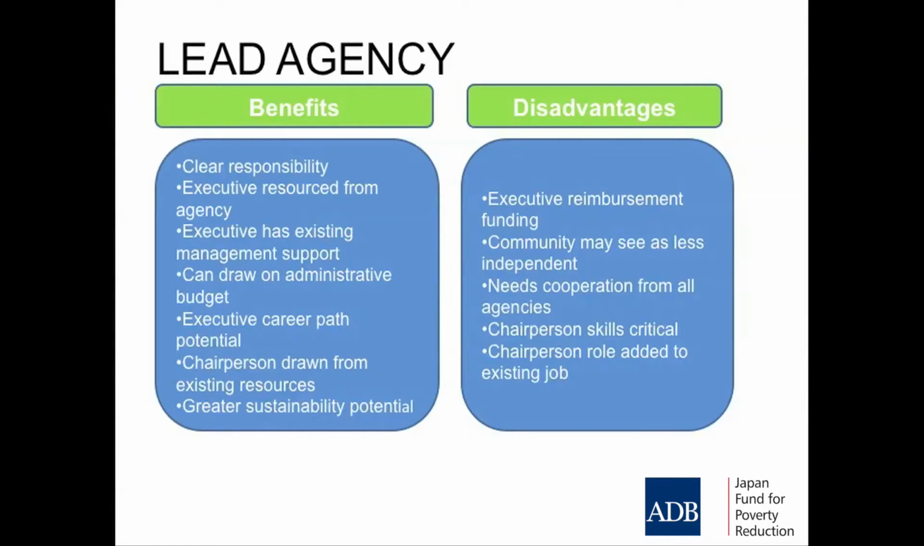However, this method of a delivery agency is not without its disadvantages, and here are some of them. You still need to get some funding for the executive. It is unfair to expect a local government or some other agency to say, provide a chairperson and an executive officer out of their resources from their existing funds. They've already got a job to do, these people, so there needs to be some reimbursement funding, just the same as you would have in a council project. The committee may see this structure as a bit less independent than the Road Safety Council because it's embedded in an existing organisation. They may see that, they may not.